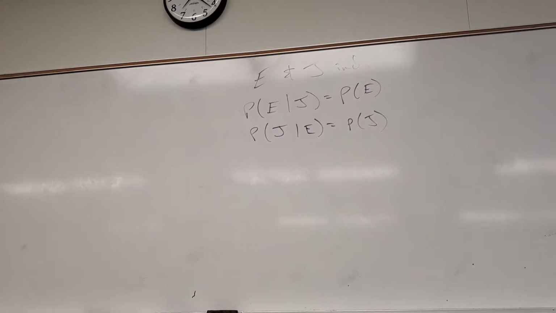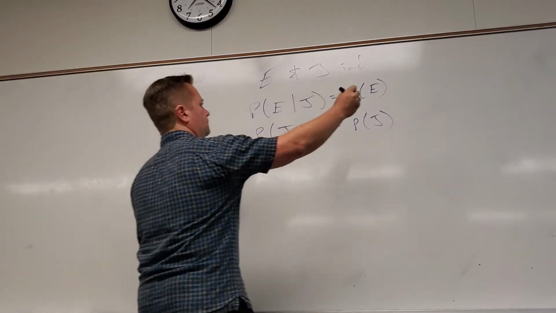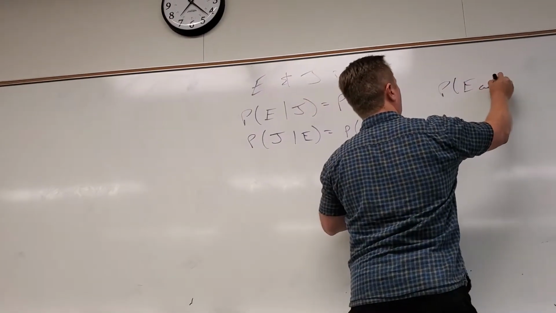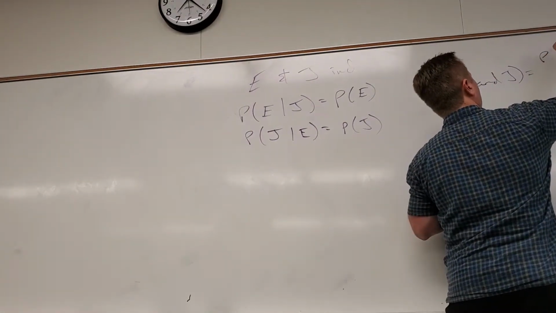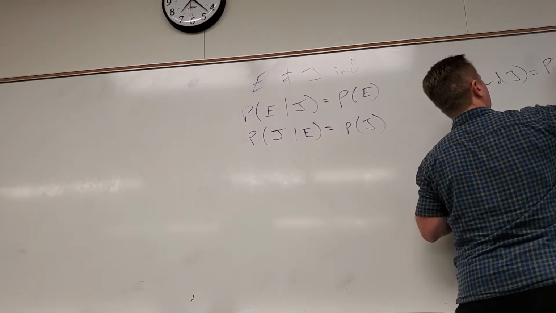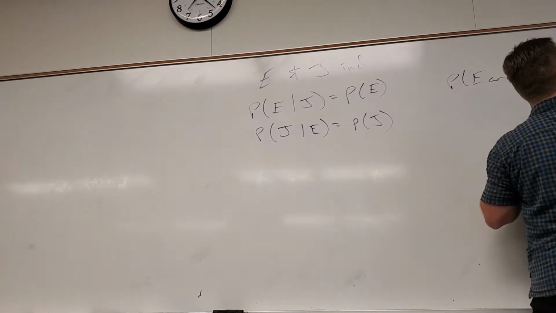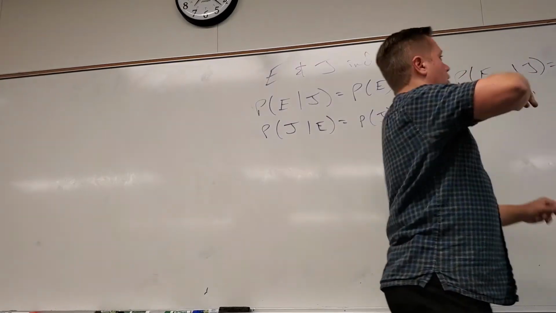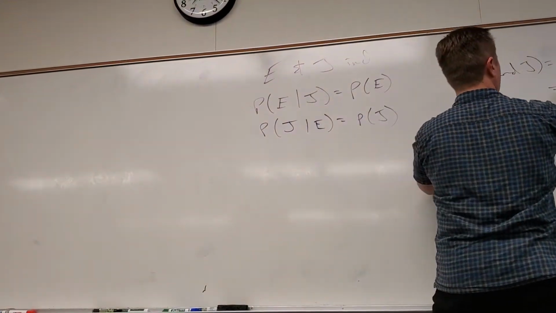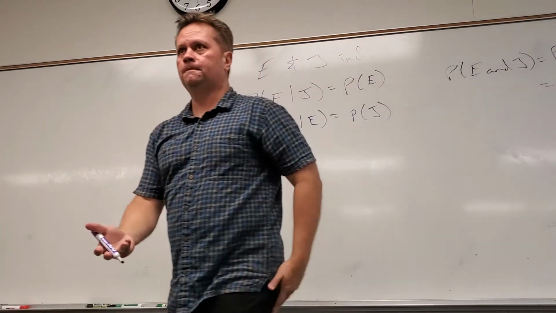How we doing? Not good. All right, maybe a little bit. Yes. What about the E and J? Well, okay. So what would that be? What's the formula for P of E and J? It's probability of E times probability of J given E, right? Or it's probability of J times probability of E given J. I'm just using the formula, right?